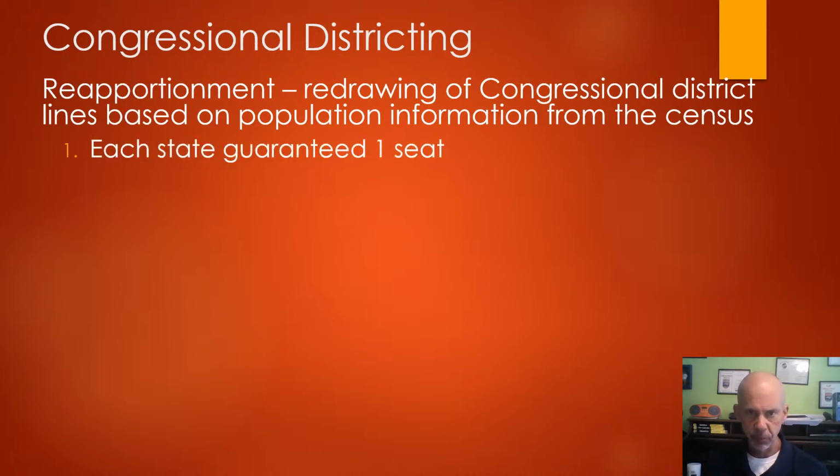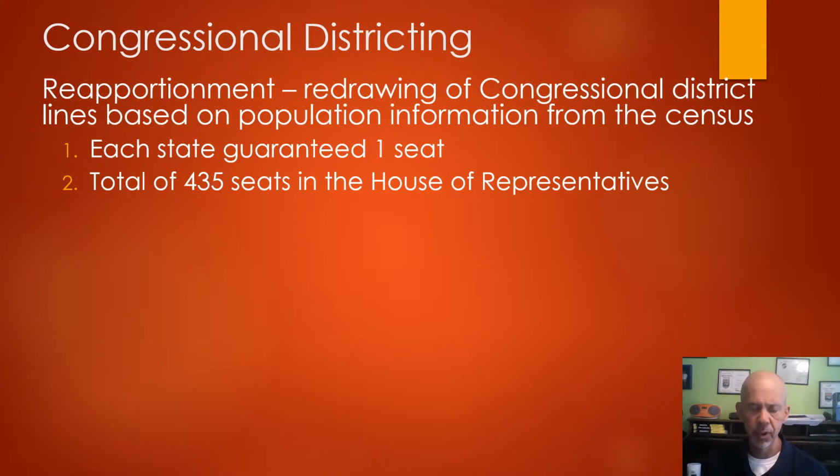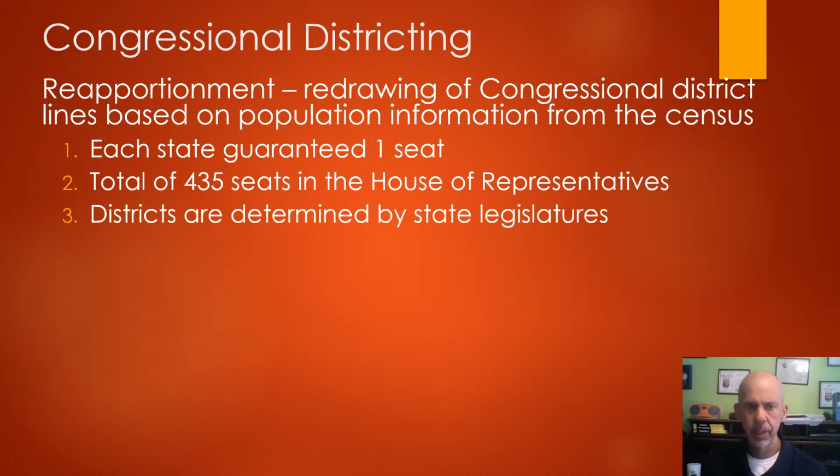Each state is guaranteed one seat. So regardless of what your population is, on the low end, if you are a state, you will have one seat in the House of Representatives. There are a total of 435 seats in the House of Representatives that are sliced up, and districts are determined by state legislatures.